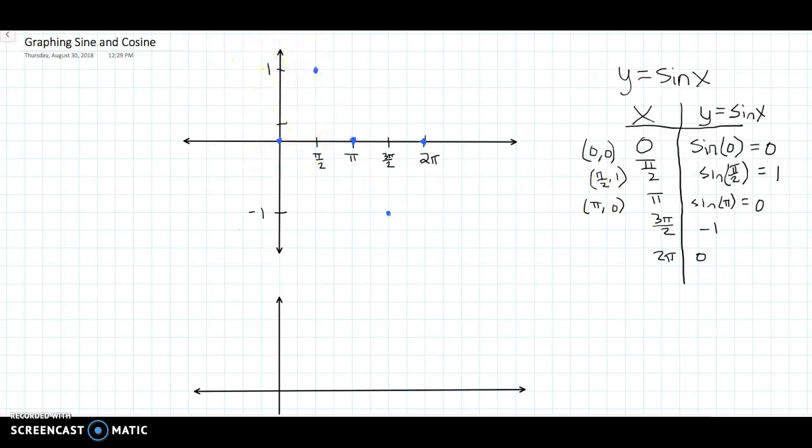Now, in the future, I don't want you to do this XY table at all. It's not necessary.